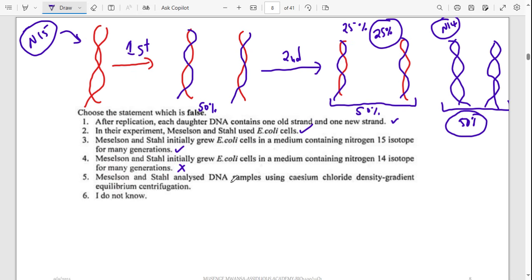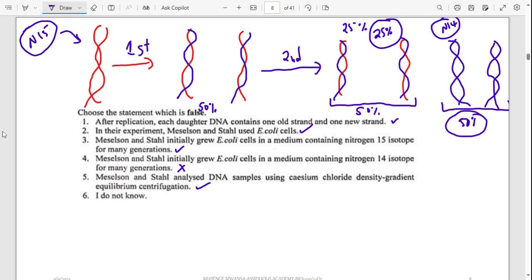Michelson and Starr analyzed DNA samples using cesium chloride density gradient equilibrium centrifugation. This is true. What happens is that they now got these E. coli, put them in test tubes, and then spun them. The E. coli that sorted at the very bottom, they knew that was the heavier one. It had nitrogen 15. The one on top most had nitrogen 14. So that's how they could tell.